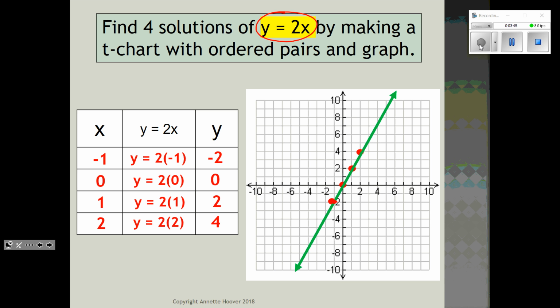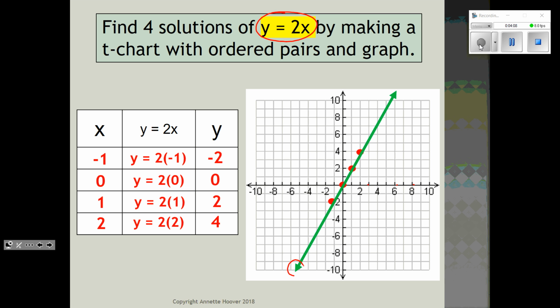Now, it's very important to note that this line does not just end at this point right here. You don't just have a point and draw a line between the points. I could have chosen 3 or 6 or 8. So this line is going to keep extending. When you're drawing the line for a linear function, use a straight edge and extend it all the way through the points.